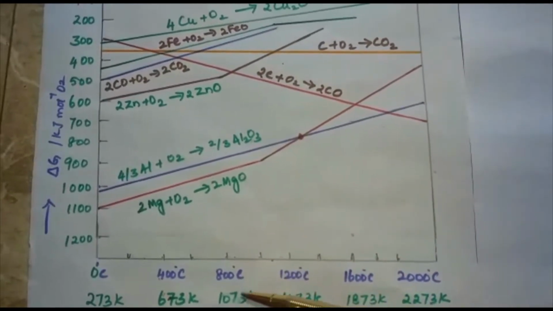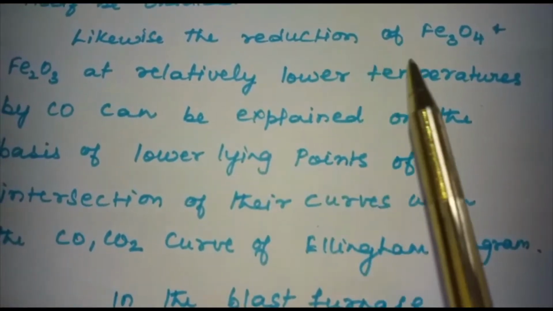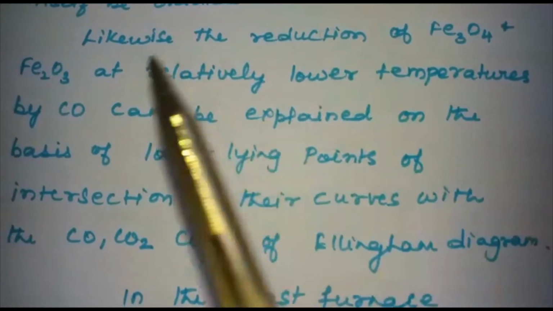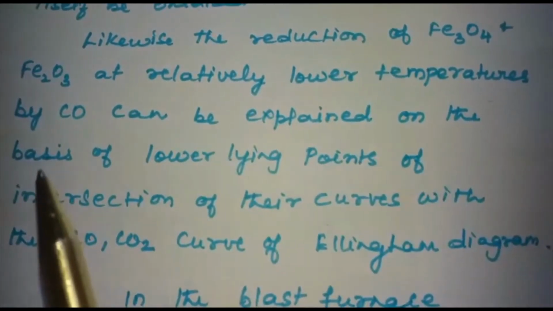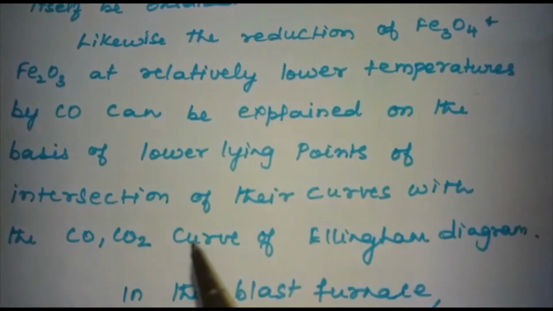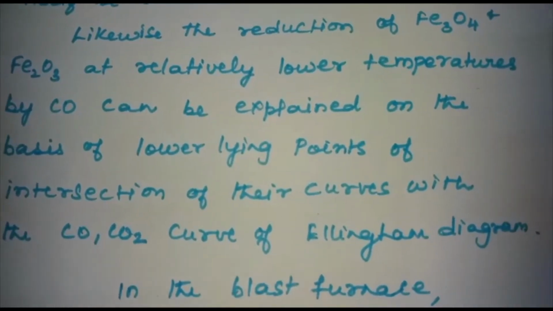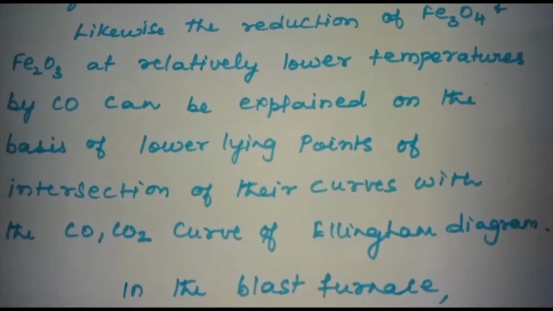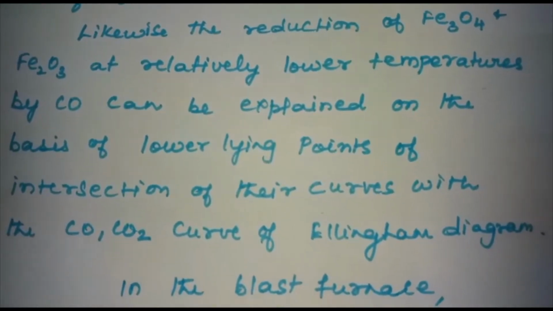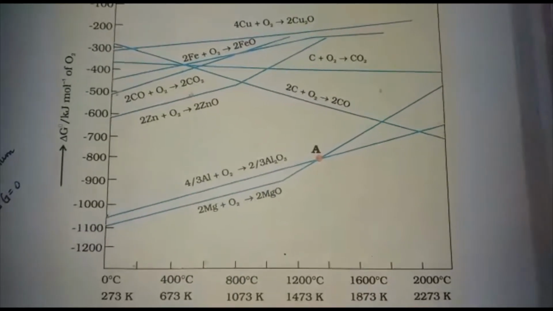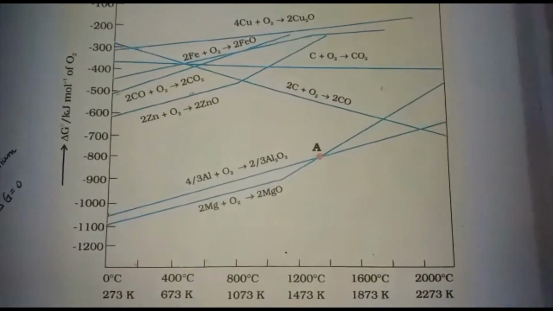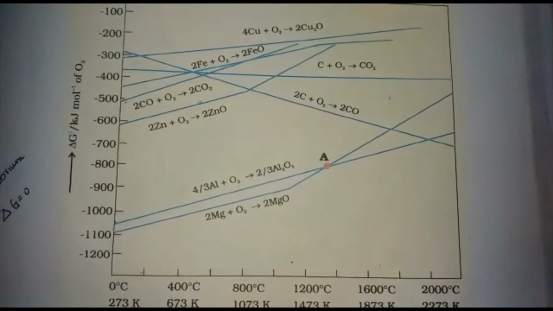Likewise, the reduction of Fe3O4 and Fe2O3 at relatively lower temperatures by CO can be explained on the basis of lower lying points of intersection of the curves with the CO-CO2 curve of the Ellingham diagram. At lower temperature, carbon monoxide is used as the reducing agent. At higher temperature, coke is used as the reducing agent. This is the delta G versus T graph, that is the Ellingham diagram.